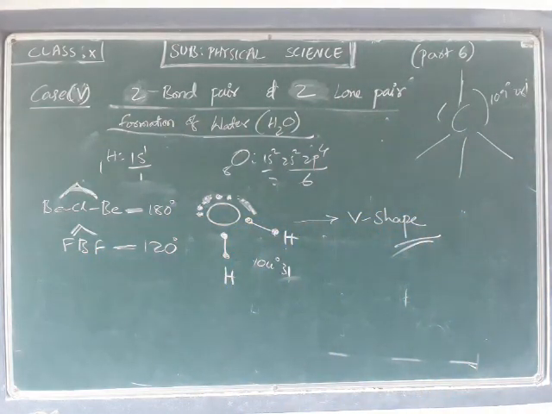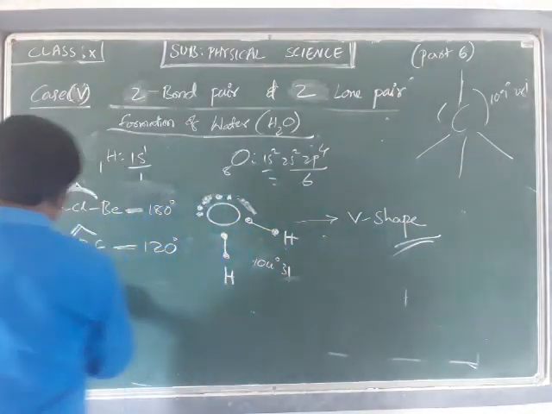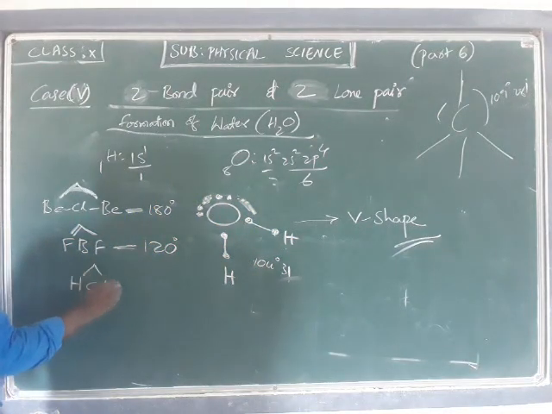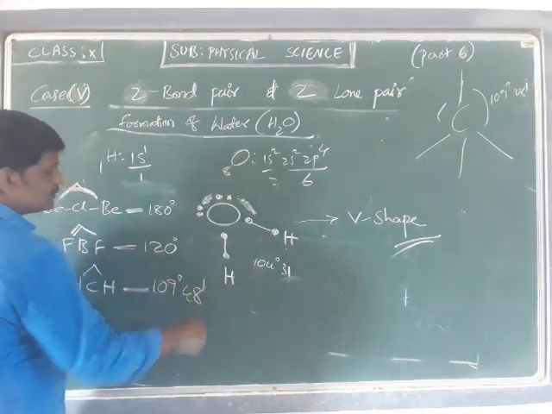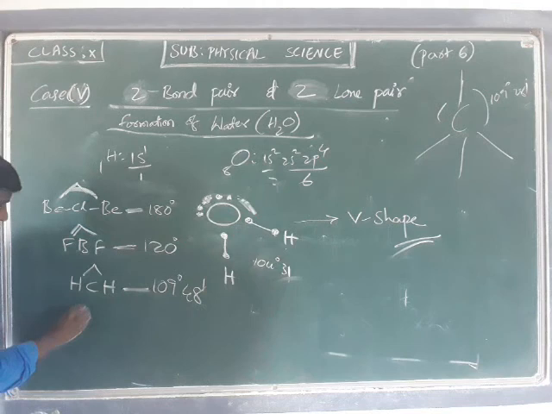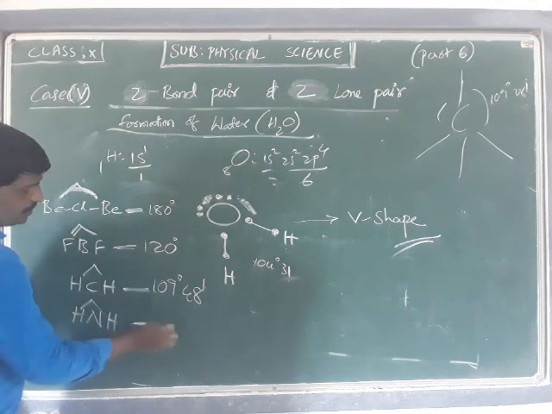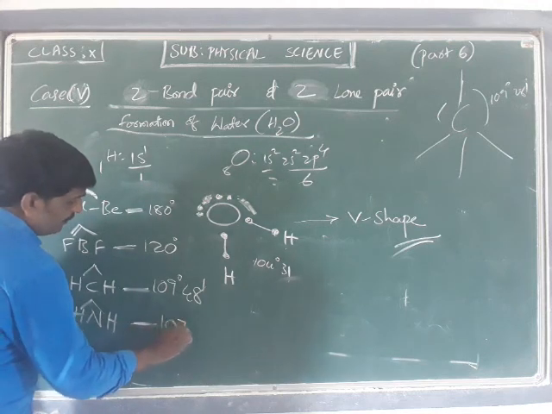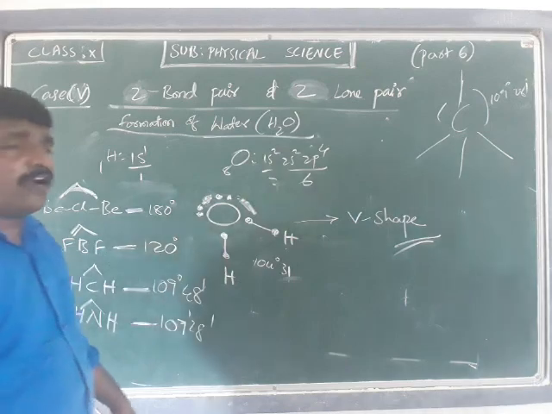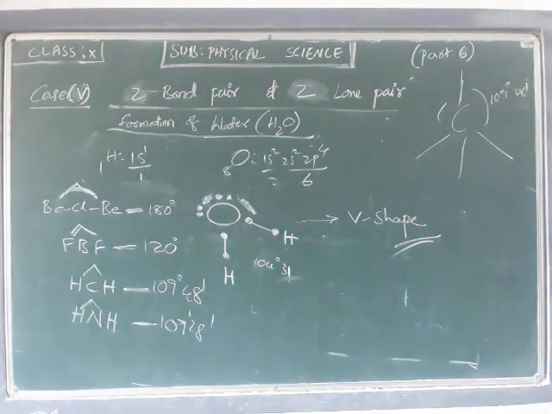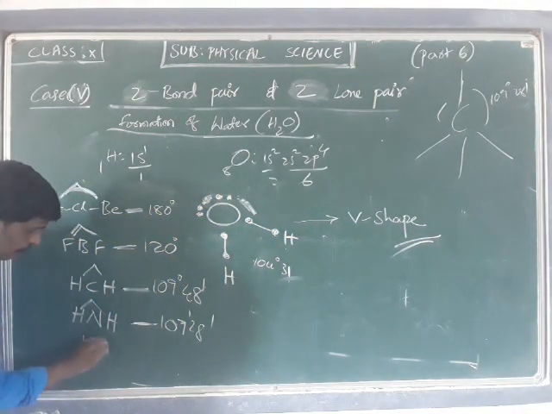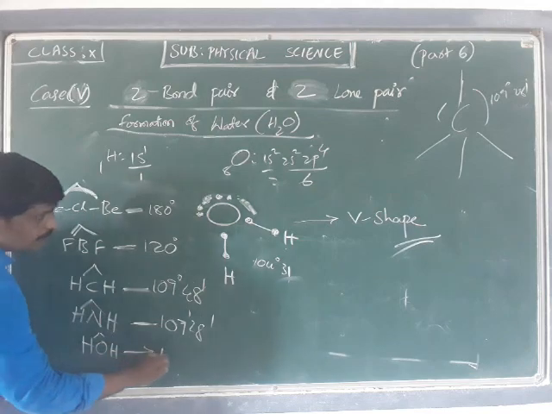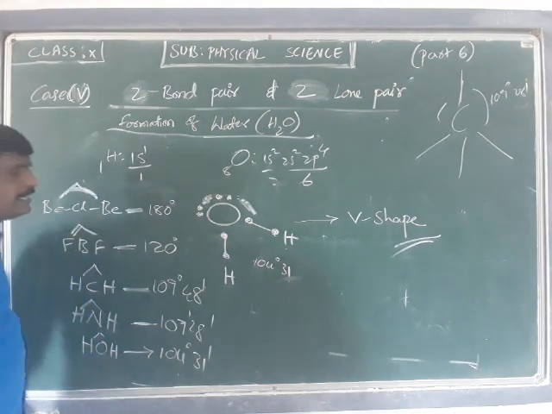For the methane molecule, H-C-H, that is 109 degrees 48 minutes. For the ammonia molecule, H-N-H, that is 107 degrees 28 minutes. For the water molecule, we will write H-O-H. The bond angle is 104 degrees 31 minutes.